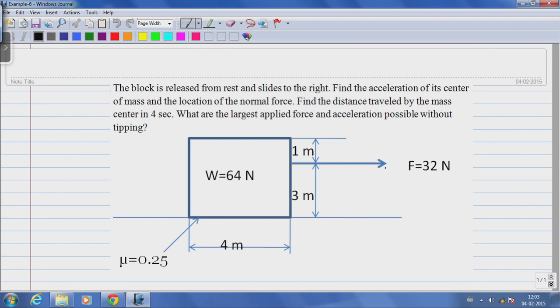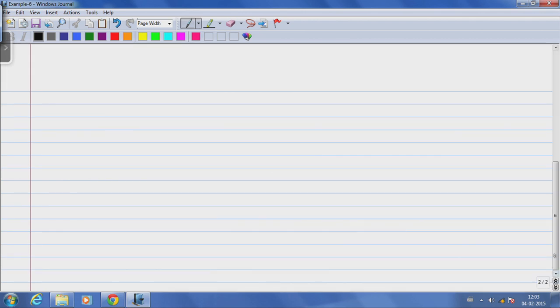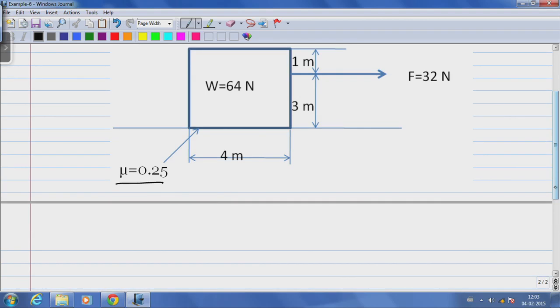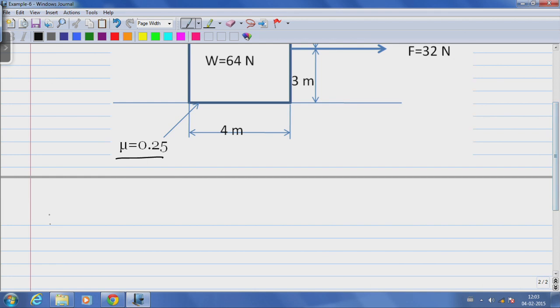This block is a square of side 4 meters by 4 meters. The block is on a surface where the coefficient of friction is 0.25. We are asked to find the acceleration of the center of mass and the location of the normal force. The first step towards solving this problem is drawing a free body diagram.